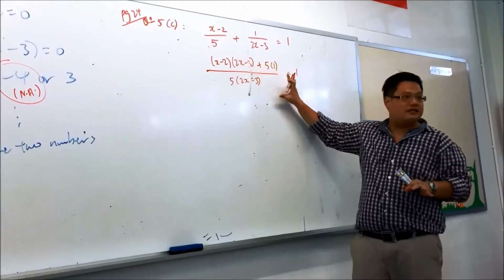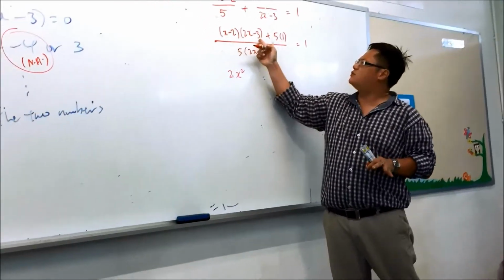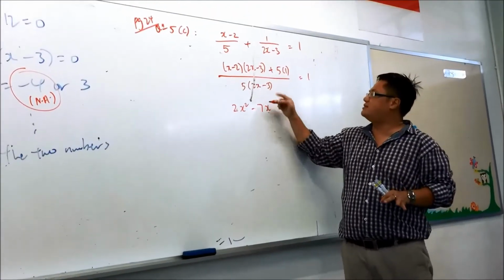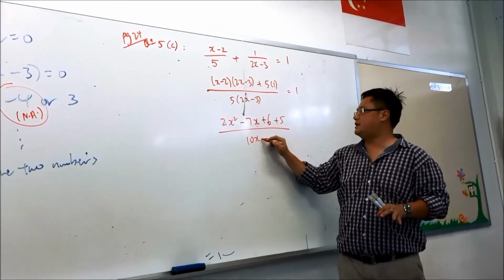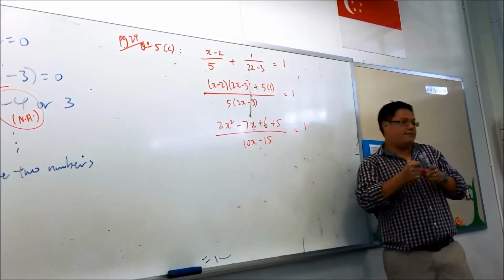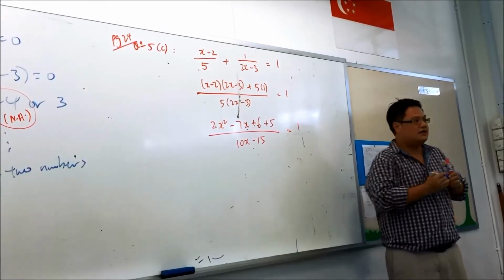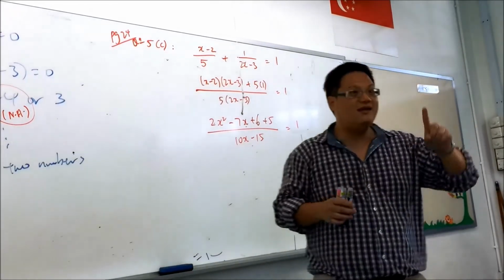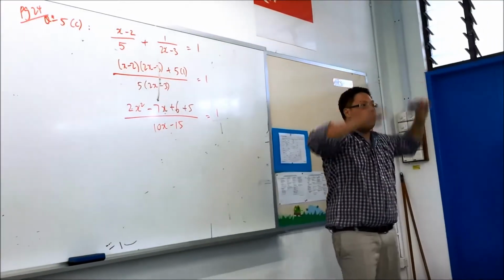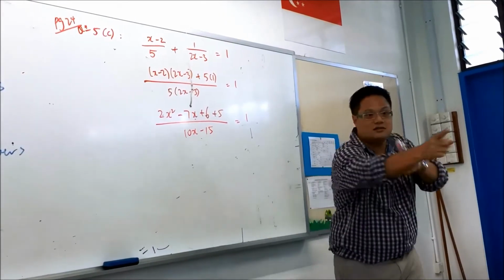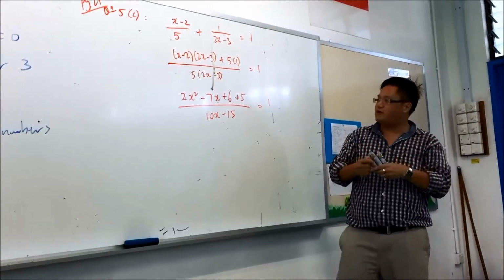Okay, now let me expand this expression. So I have 2x squared minus 3x minus 4x is minus 7x plus 6 plus 5, over 10x minus 15 equals to 1. Am I correct to say that 1 is the same as 1 over 1? Yes? Remember we did this in sec 1 or sec 2? When we have this situation, do we want the denominator? What should we do? Cross multiply, right? Cross multiplication, we can get rid of the denominator.